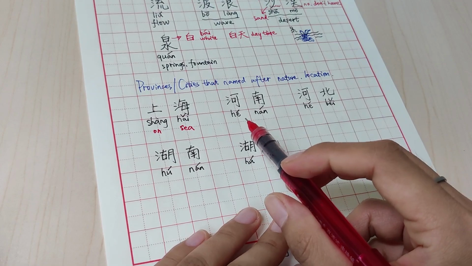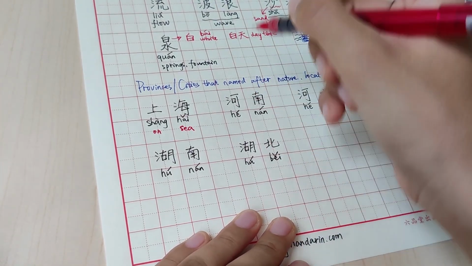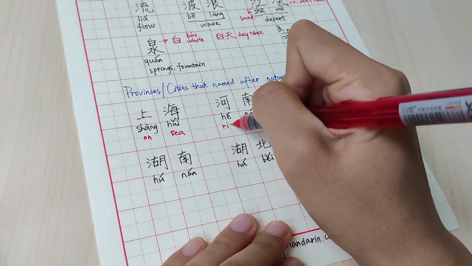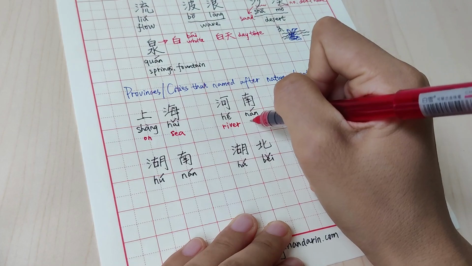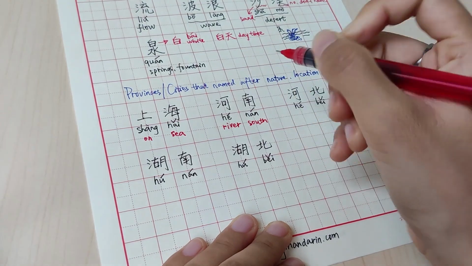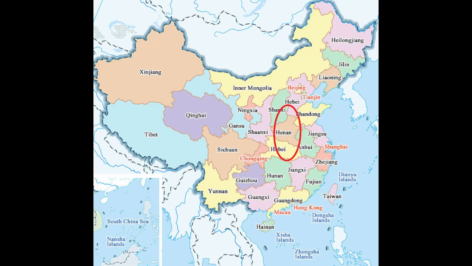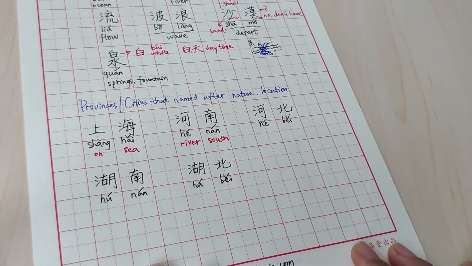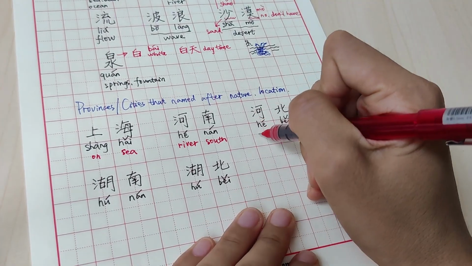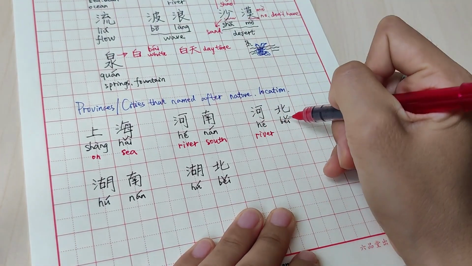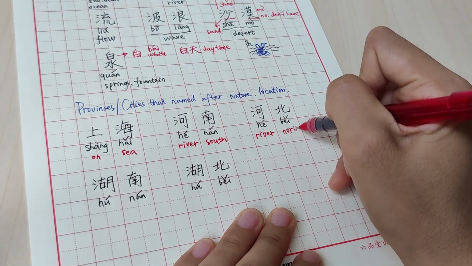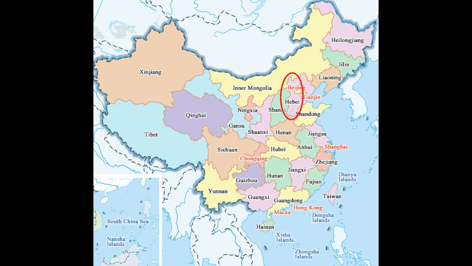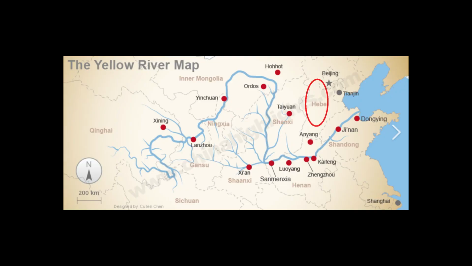And the next one is Henan. He, we know that this is river. Nan means south, so river south. Yeah, Henan is at the south side of the Yellow River. And Hebei, He is river, and Bei is north. So river north, yeah, Hebei is at the north side of the Yellow River.